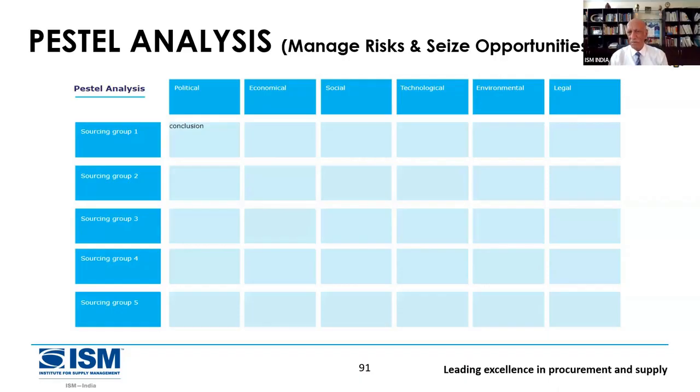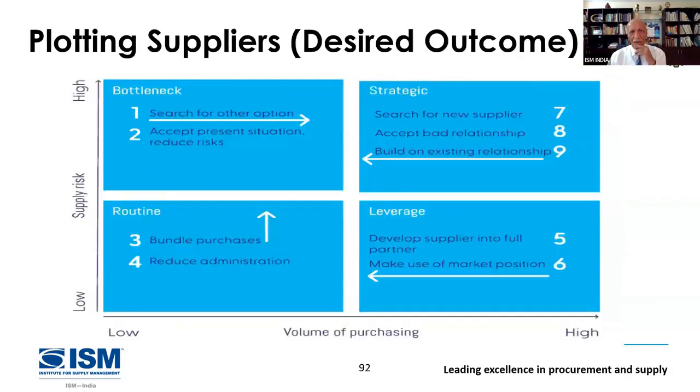Social: is it easy to move around? Is it a communist country where you can't even move around, you can't do anything, there's no freedom? Technologically, is this country very well advanced? Environmental damage, and the last is legal. Is this country too legalistic? All these parameters you need to go through in the PESTEL. So we did the SWOT analysis, we did the PESTEL analysis. And this is what we use when we are plotting the supplier.